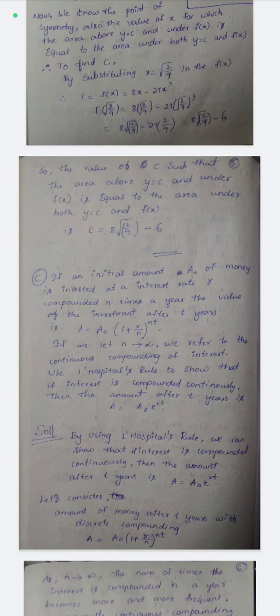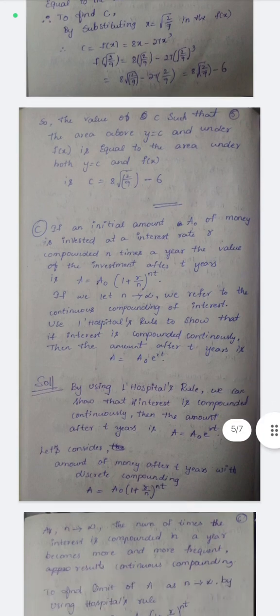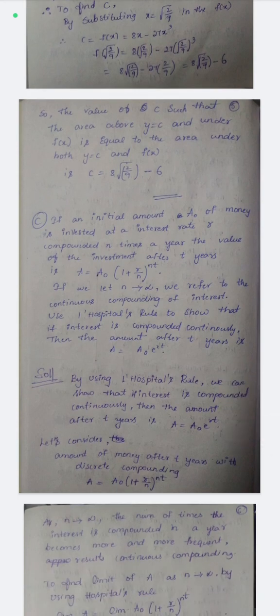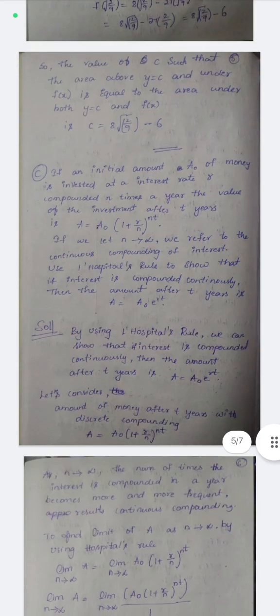Let's consider the amount of money after t years with discrete compounding. The formula we have is A equals A naught times (1 plus r divided by n) to the power of nt. As n extends to infinity, the number of times the interest is compounded in a year becomes more and more frequent, resulting in continuous compounding.